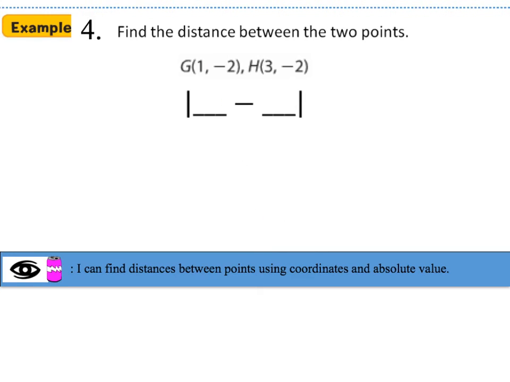For example 4, it says find the distance between the 2 points. So point G is (1, -2), and point H is (3, -2). I'm going to look at the coordinates that have the same numbers. So the y's both have -2, so I'm going to ignore that. And in the absolute value formula, I'm going to take 1 minus 3.